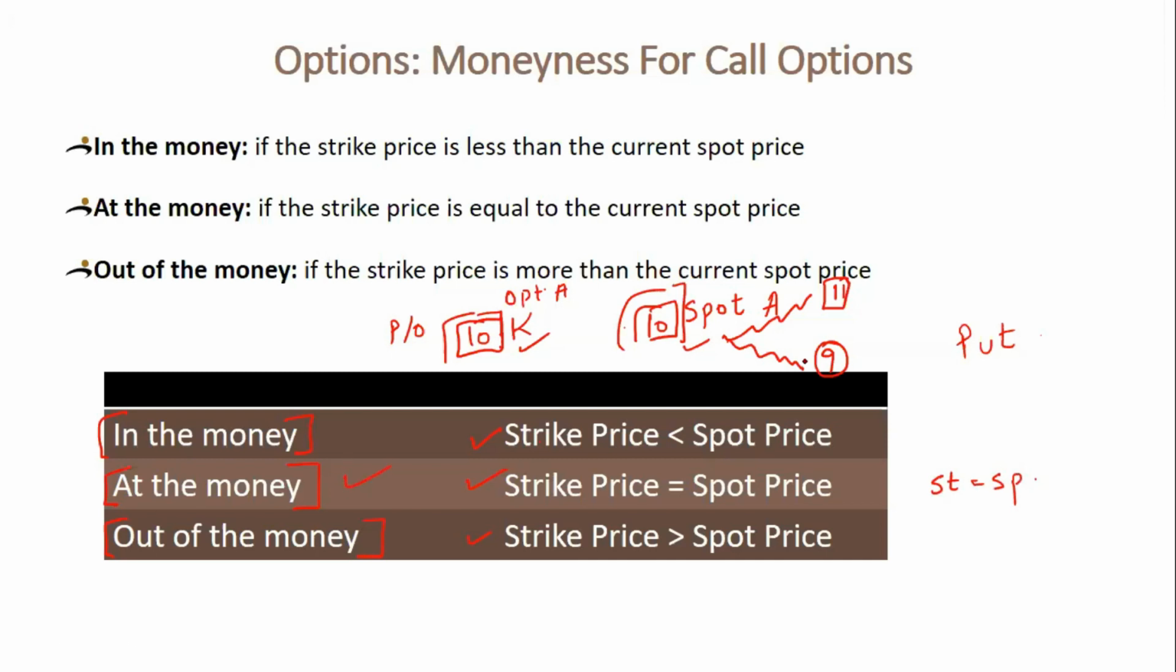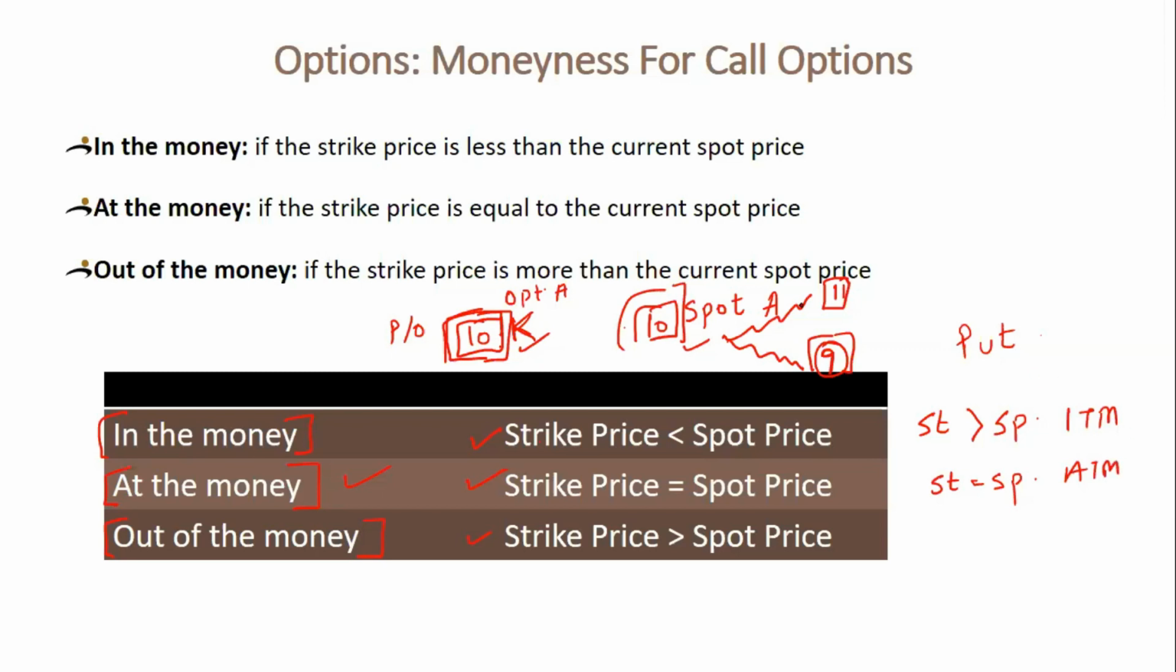But now if stock has gone down to 9 and you have the right to sell at 10, that means you are profitable by 1. Why profitable? Let's assume you do not even have the stock. You can immediately purchase it for 9 and sell it for 10 because your contract price is at 10. So if your strike price is more than your spot price, your put option is in the money.